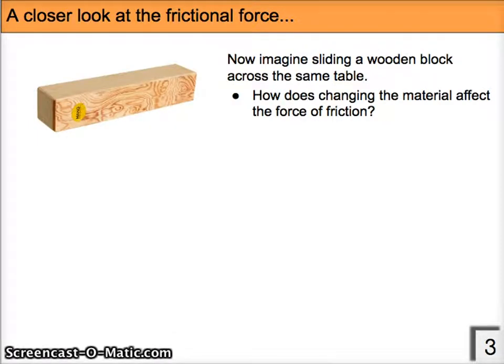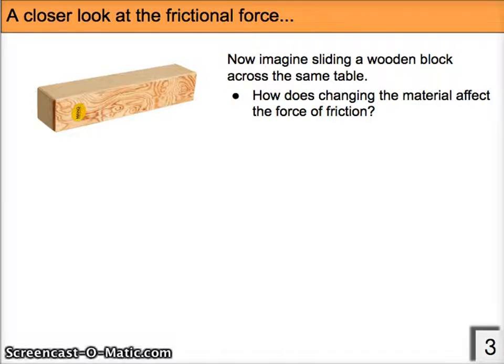All right, now let's change the object itself, and let's think about something that's not so soft, not so grippy to the table. Imagine just a wood block being slid across the same table. So what would happen there? Would there seem like there's more friction or less friction? Is it harder to pull? Is it easier to pull?